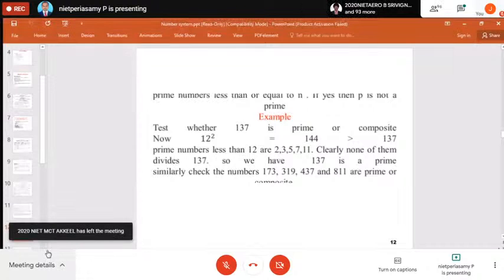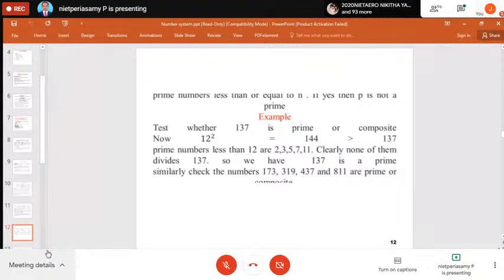Anybody? 20 square, 25 square, 26 square... 30 square is too much, you'll get 29, sir. What is 29 square? 841. Okay, very good. 29 square is 841. Next, you identify the prime numbers.